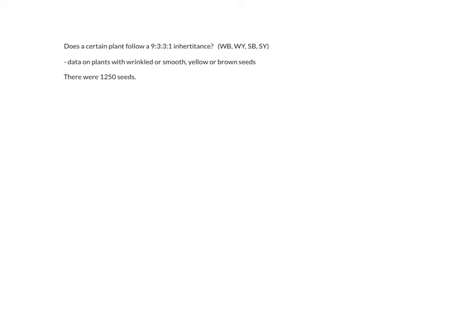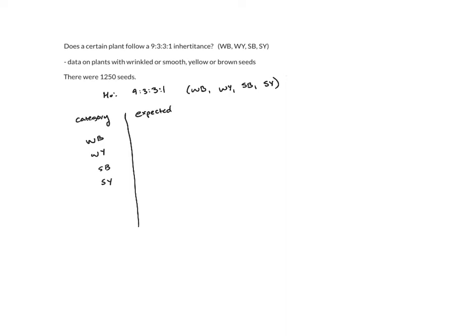And so what we need to do is, first off, list our null hypothesis. I'm assuming that they're fitting this 9-3-3-1 inheritance pattern. Once again, where there's 9 wrinkled brown, 3 wrinkled yellow, 3 smooth brown, and 1 smooth yellow per group. When I go to set up my expected values, I'm going to start by listing my categories. So my categories were, once again, wrinkled brown, wrinkled yellow, smooth brown, and smooth yellow. The next thing I'm going to do is calculate my expected value.